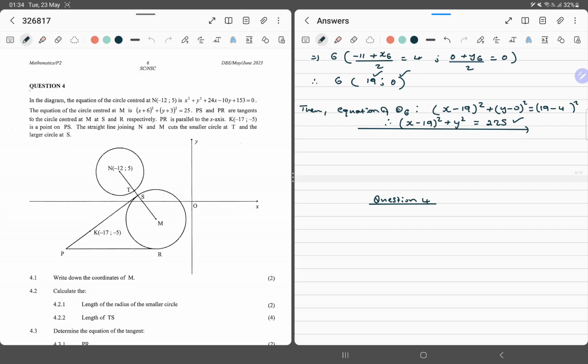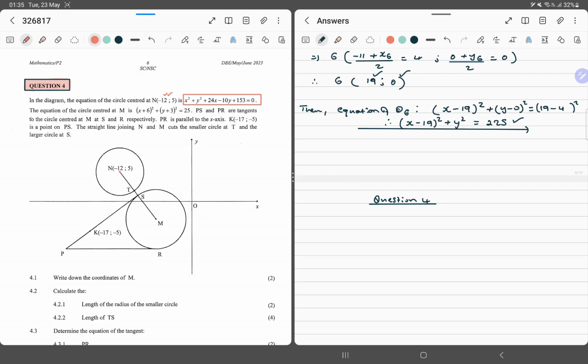Question 4 is still analytical geometry, usually one that involves circles. It's always there, so please do not be cowed by this. Now we are told in the diagram the equation of the circle centered at N. They're giving us the coordinates of that center, but they're also giving us that equation, and this one is in the extended form.